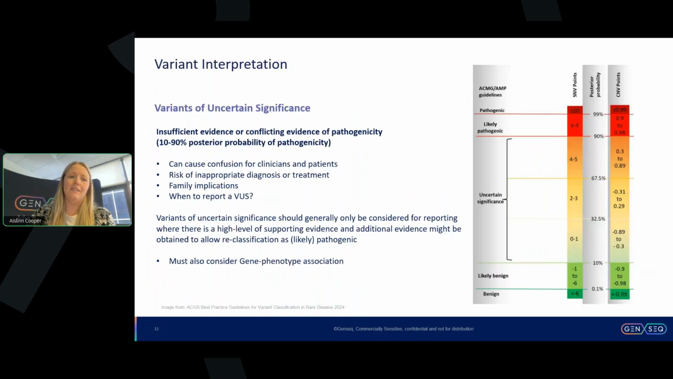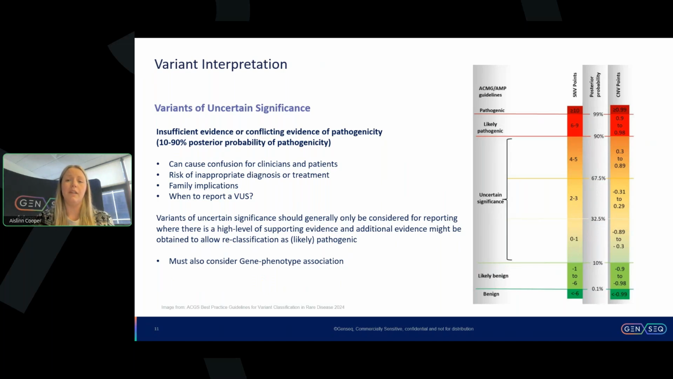I did mention earlier, there's this large group of variants of uncertain significance, which can cause a lot of confusion for clinicians and patients, because what does it really mean when you have a variant of uncertain significance? It's not giving you a diagnosis. So that can be very difficult then. There might be a risk of an inappropriate diagnosis or treatment off the back of this.